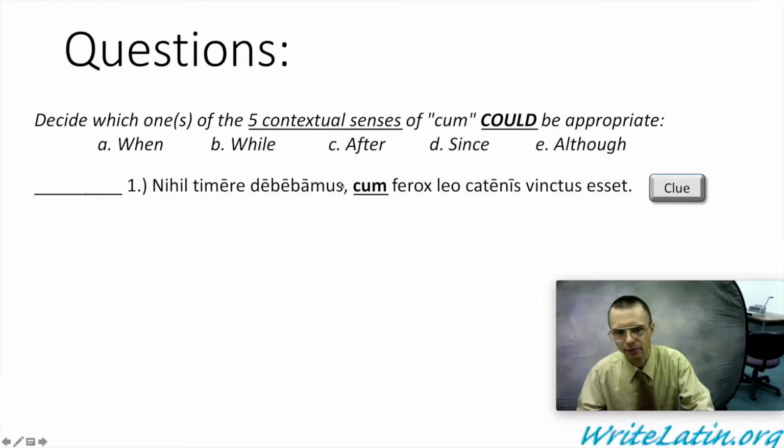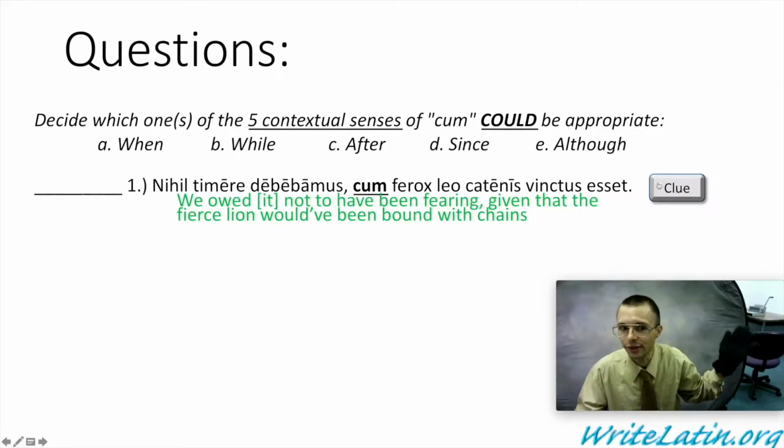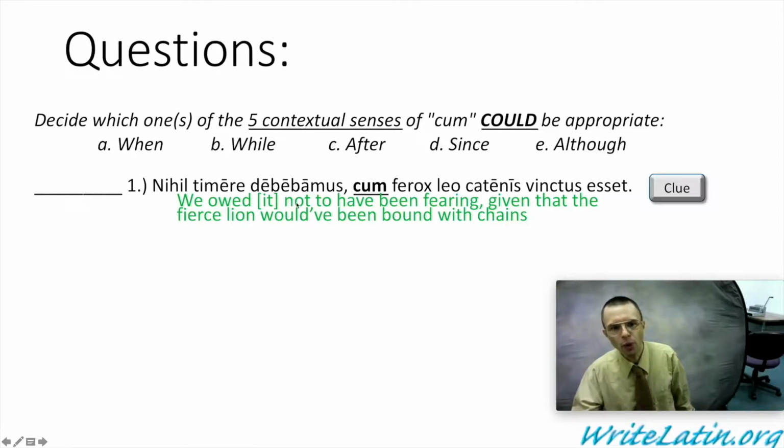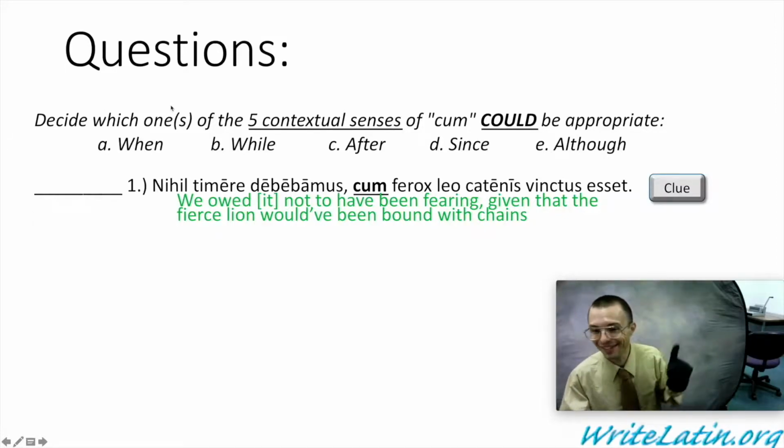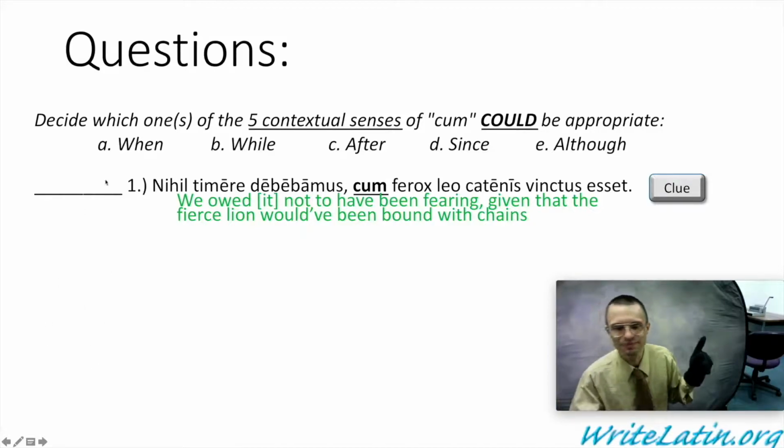Nihil temere debebamus cum ferax leo catenis vinctus esse. Mr. Rudman, I don't know what that means. Oh, well, push the clue and it will tell you. We owed it not to have been fearing, given that the fierce lion would have been bound with chains. All right, well, when is always appropriate. So you know A is going to be the answer for all of these, right?